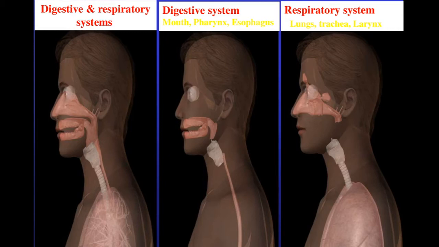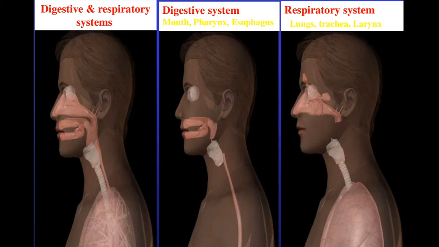In order to produce speech, we use our respiratory system, but the respiratory system shares some organs with the digestive system. The figure below shows the digestive system, which contains the mouth, the pharynx, and the esophagus, while the respiratory system contains the lungs, the trachea, and the larynx. So the shared organ between them is the larynx.